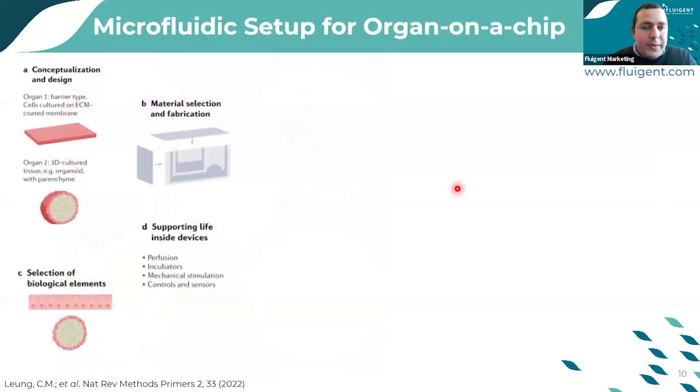Before starting your experiment, or before entering this field or programming your microfluidic experiments in organ on chip, you will need to plan the scenario of what you are using in the microfluidic chip. For example, to do the conceptualization and design of the biological material that you are using, what material and microfluidic chip you want to use, and the supporting life inside of the device, such as how we would like to do the perfusion, the incubator, is it compatible with it, the mechanical stimulations and control and sensors.